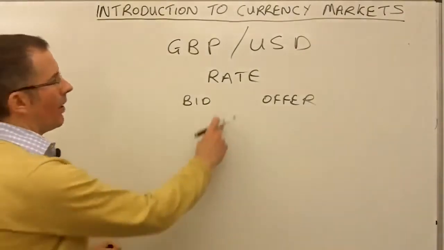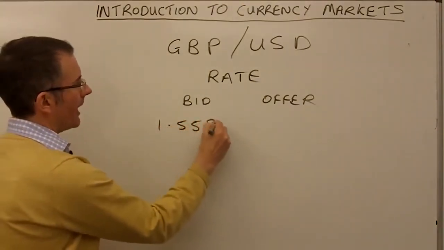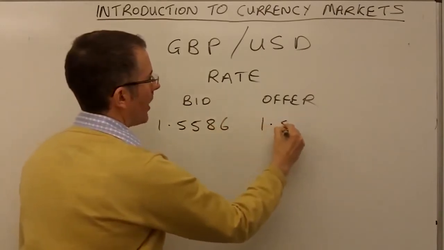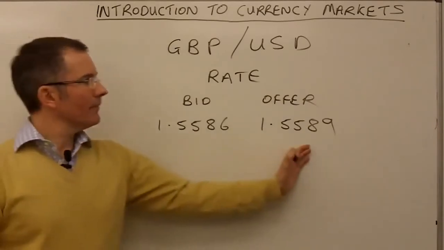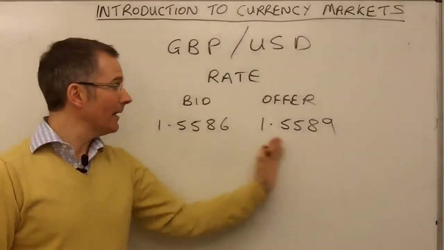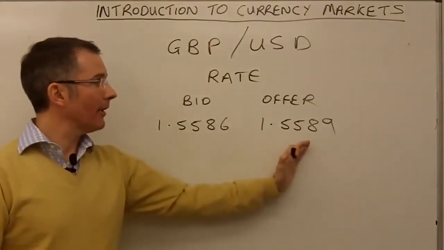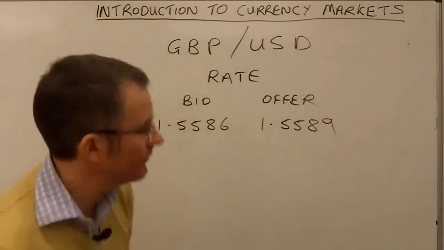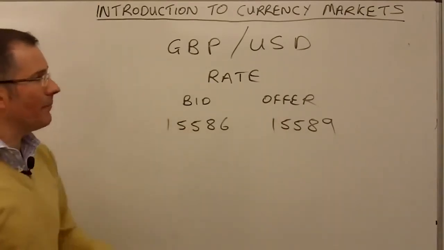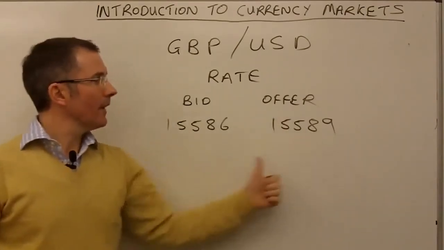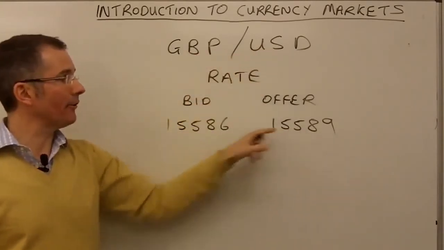So for example, maybe we've got a bid rate of 1.5586 and an offer rate of 1.5589. Now, on a screen, it won't necessarily say that this is a dollar rate. It may just appear like that. It may even appear like that. But everybody knows that this is a currency quote. Once you know that you're dealing with this pair, you know that these are dollar amounts.